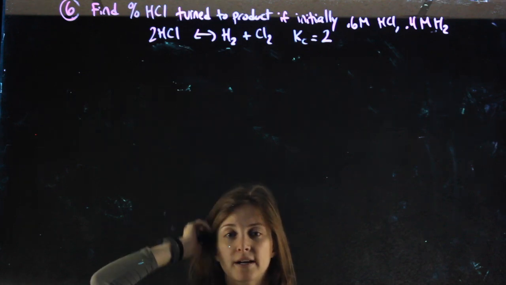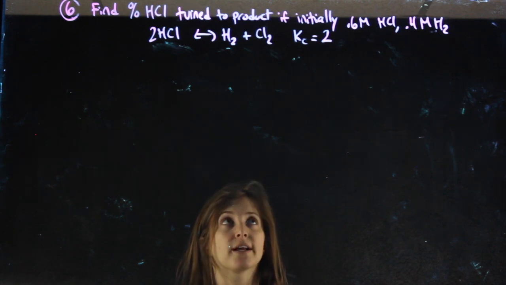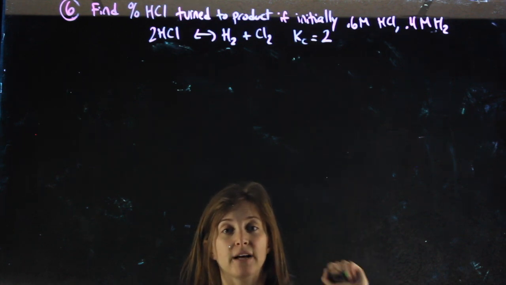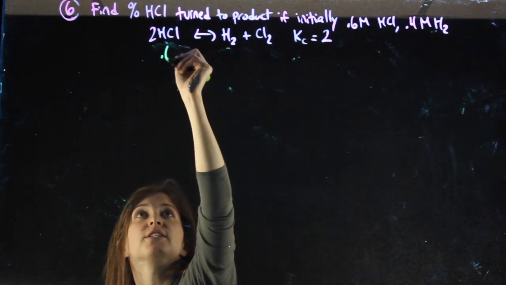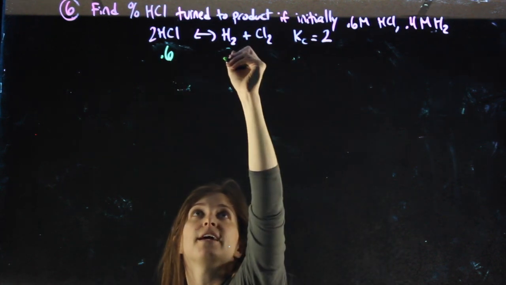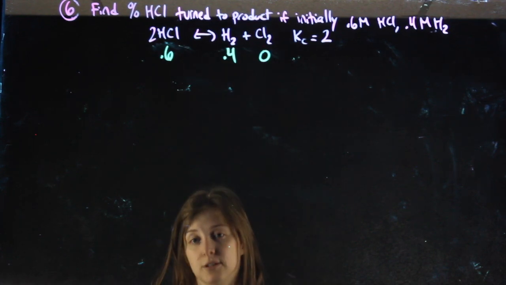Forget what percent turned to product means, forget it for now and just go as far in the problem as you can to earn partial credit. We're given an initial value, so probably a good idea to do an ICE chart. We have the HCl value. We also have an H2 value. We were not given a Cl2 value, so I can assume it's 0.